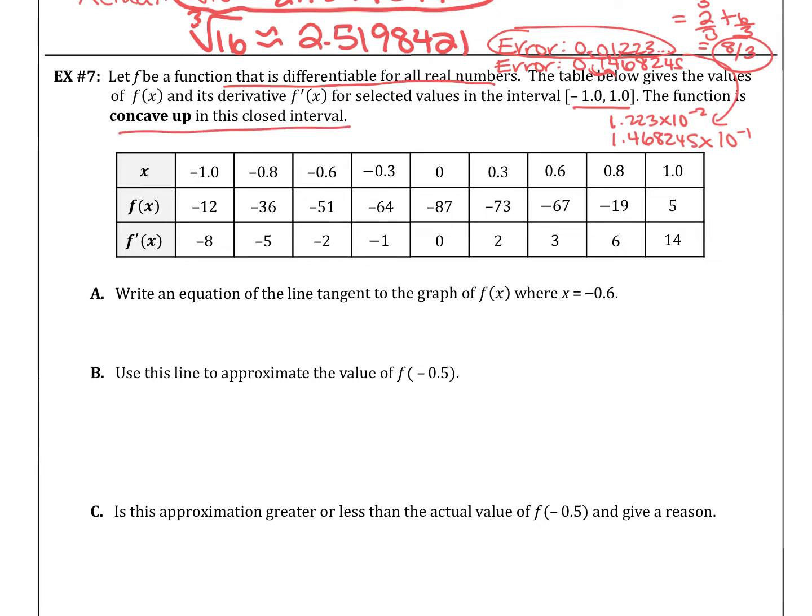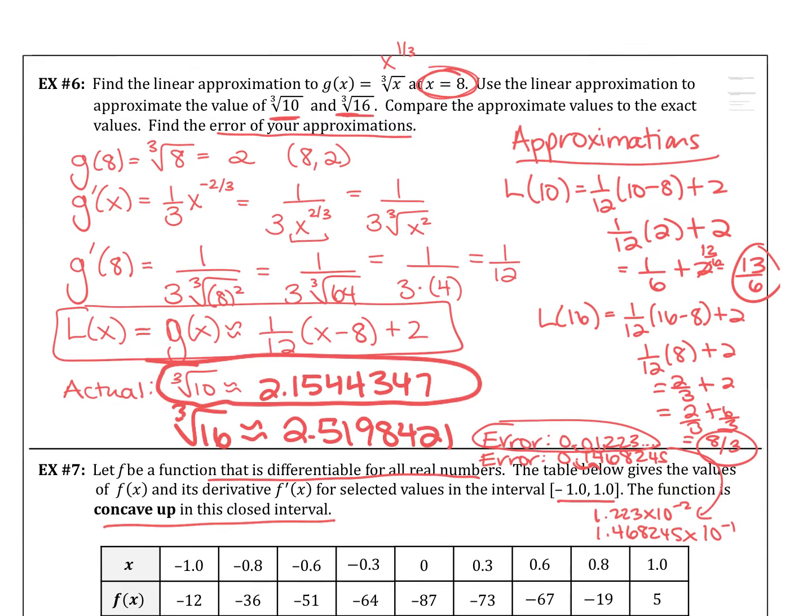So think about a function that's concave up. The tangent line is going to lie below the curve, which means that our linearization is going to be an underestimate of the actual value. Now back here, because our approximations were higher than the actual value, that means that the cube root of x at x equals 8 was concave down, right?